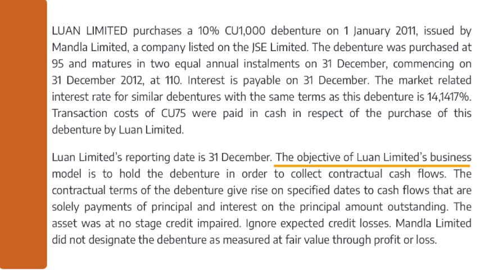Now the next sentence. The objective of Luan Limited's business model is to hold the debenture in order to collect contractual cash flows. The contractual terms of the debenture give rise on specified dates to cash flows that are solely payments of principal and interest on the principal amount outstanding. Why is this information given to you? It is given to you so that you can decide which category of financial instrument you are dealing with. To know that, you need to know your theory of the different categories.